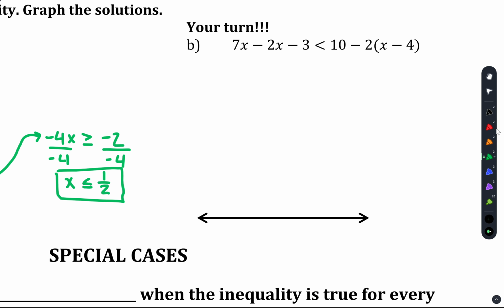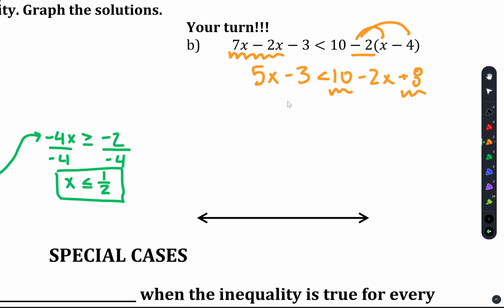Okay, letter B, we're going to do the same thing. I have multiple steps that I can do here to start out with. I see like terms that I can combine. I also see something that I can distribute. And then I'm going to combine like terms one more time. This is 18 minus 2x. Now I can move my variables to the other side. I always move variables using addition or subtraction.